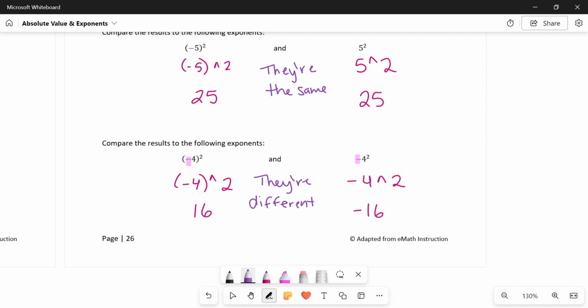And we're just going to point out that the negatives are either in parentheses or not. And I want to put this note here, parentheses matter.